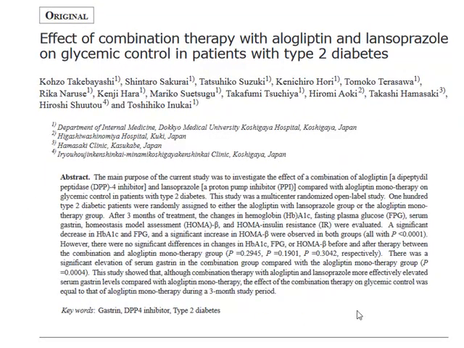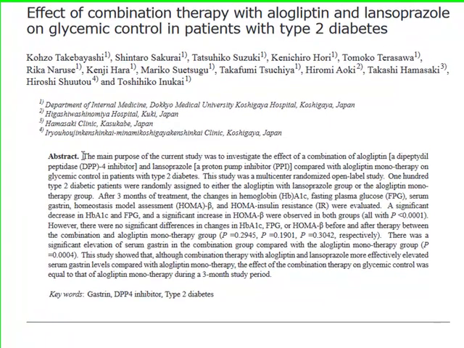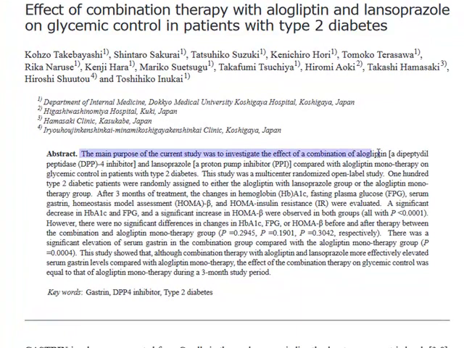Here's the abstract. It's a description of the article. And when I read it, I can find out what the article is about. The main purpose of the current study was to investigate the effect of a combination of alogliptin and lansoprazole, a proton pump inhibitor, compared with alogliptin monotherapy on glycemic control in patients with type 2 diabetes. This is telling us that this study studied the impact of the drug on people with type 2 diabetes.